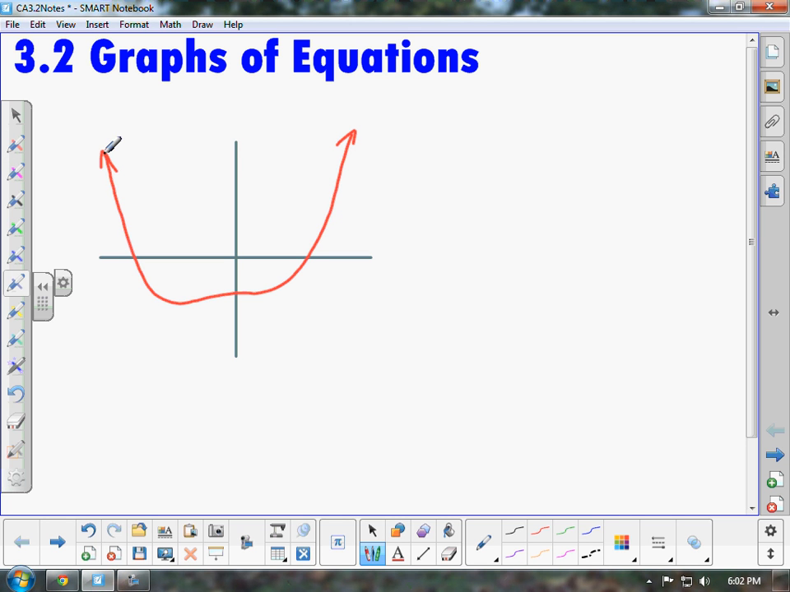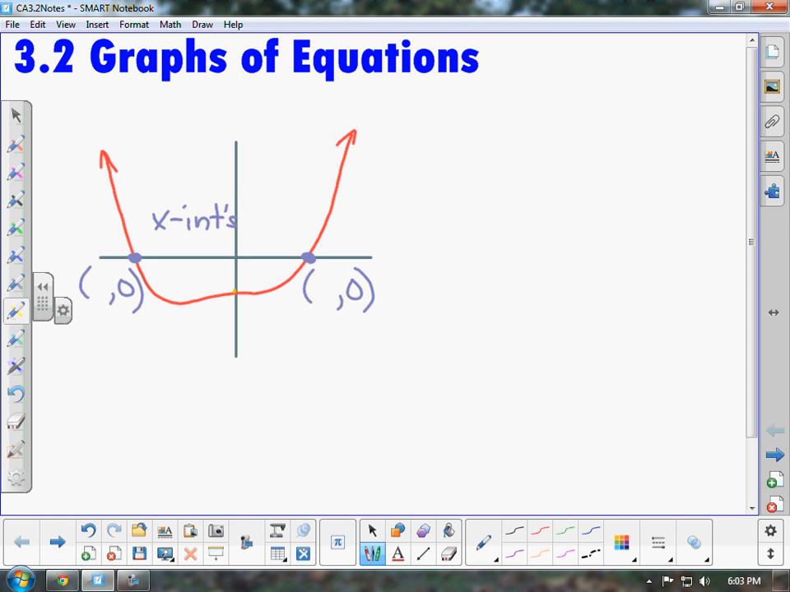Some of the important parts of it would be these two coordinates, which cross the x-axis, and so they are called x-intercepts. In an x-intercept, the coordinate is some value, comma 0. What that value is all depends on where it crosses the x-axis, but the y value is always 0.